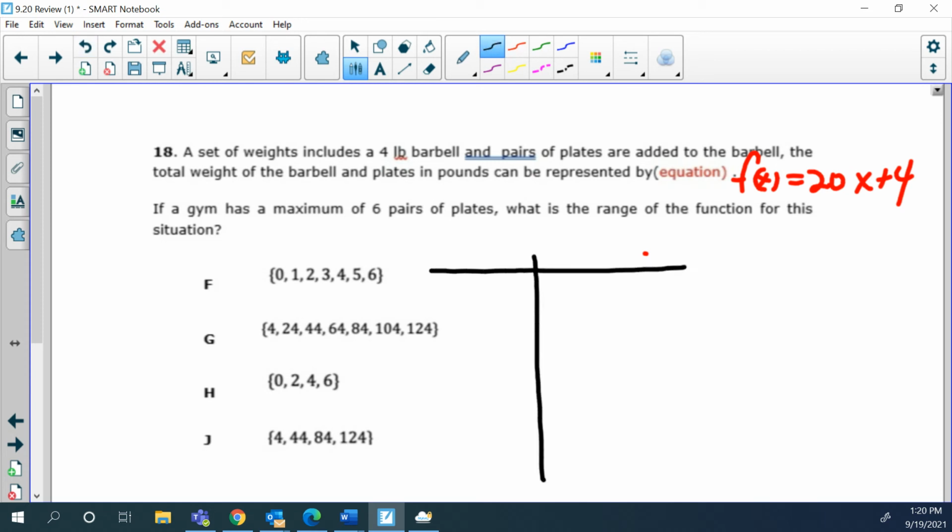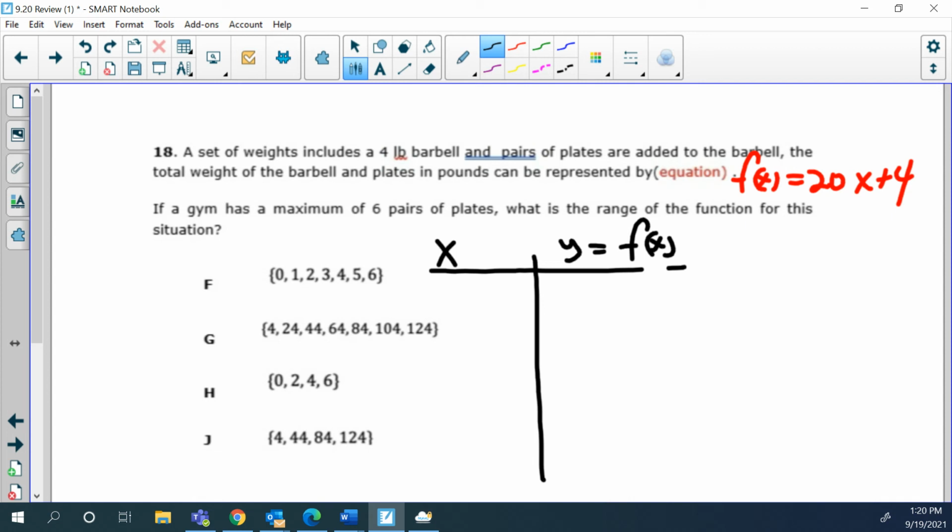So we know our input is going to be the barbells, right? Barbells are going to be my input, and the output is going to be how much the barbell weighs after putting the weights on it. Okay, I hope I didn't confuse myself there. Second, f of x. All right, so let's find out now.